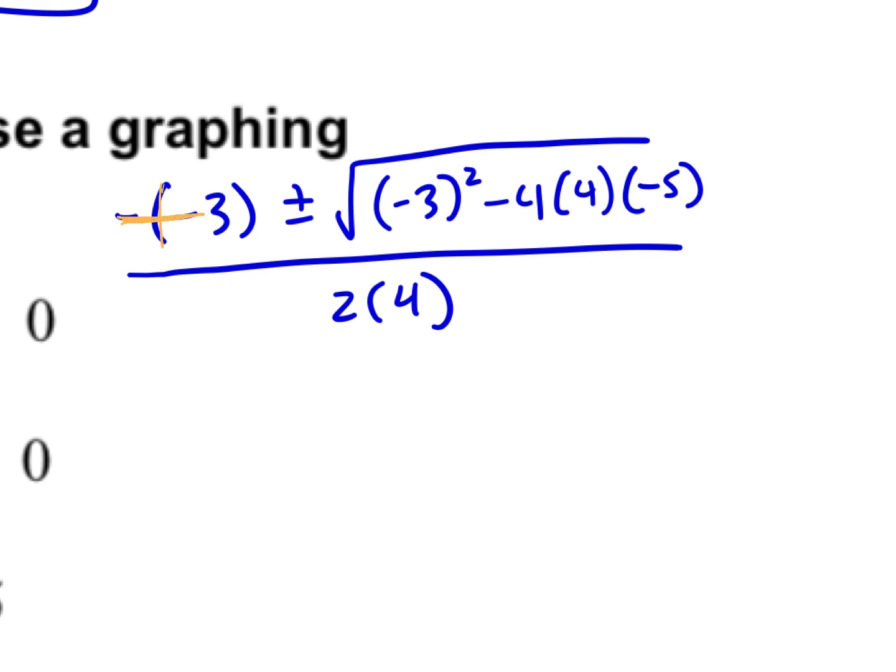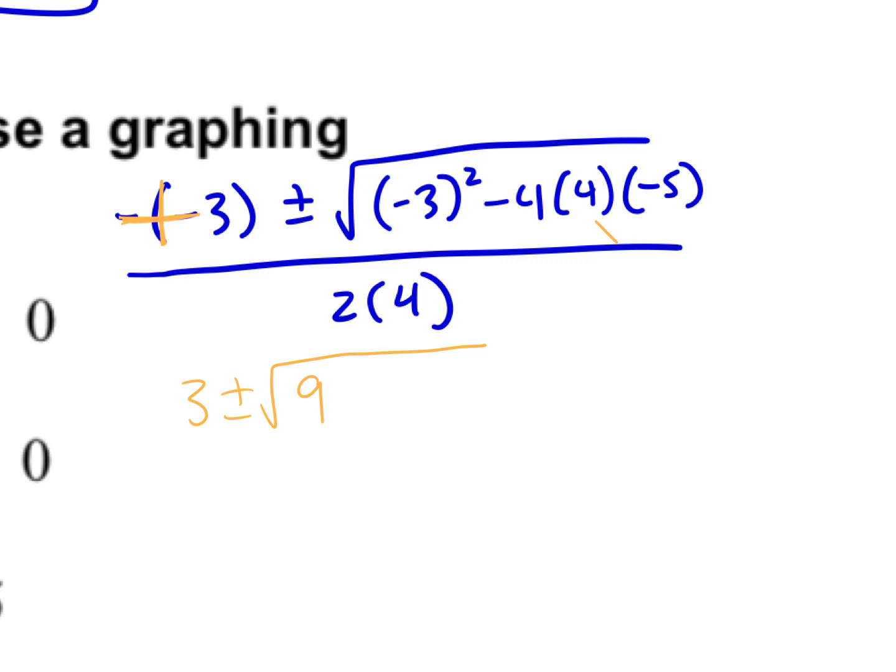So you can just change the sign. I just wrote it to show you that that's how it becomes a positive 3. So this is 3 plus or minus. What is 3 squared? 9. And then here I have negative 4 times negative 5.